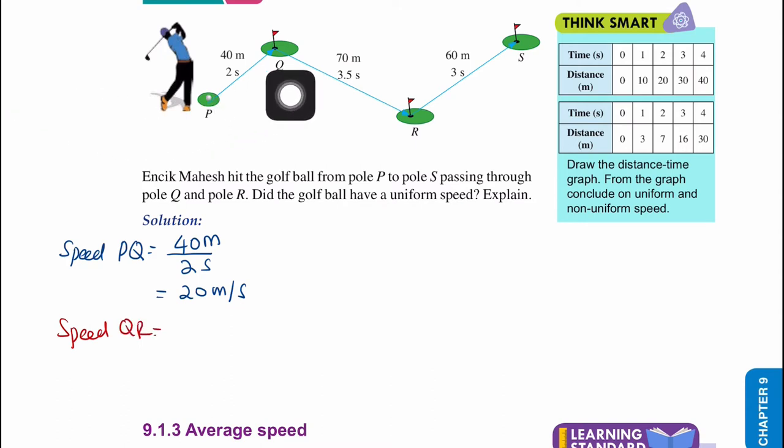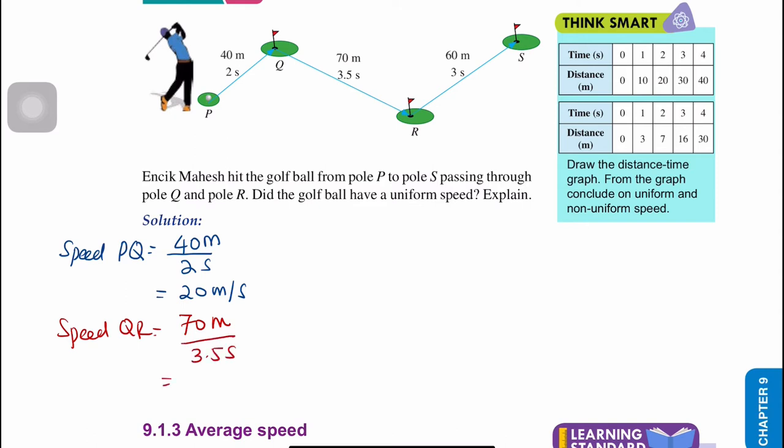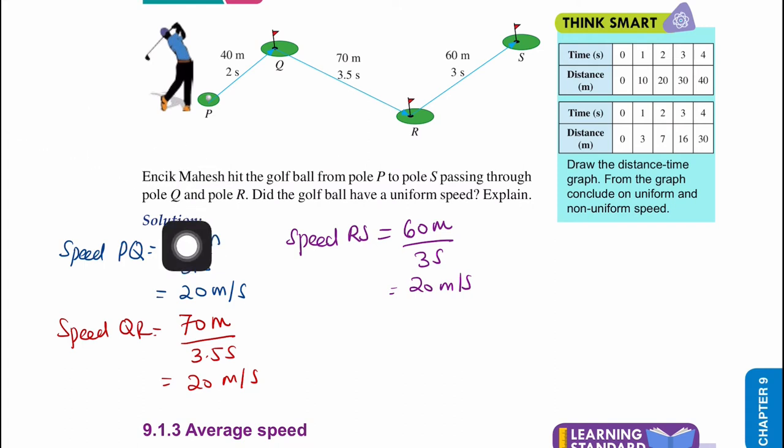Next, calculate the speed for QR. Tadi PQ, now QR. The distance is 70 m divided by 3.5 seconds. So you will get 20 m/s as well. And finally, speed RS. RS is 60 m in 3 seconds. So 60 divided by 3 is 20 as well. So sini kita nampak PQ 20 m/s, QR 20 m/s, RS pun 20 m/s.